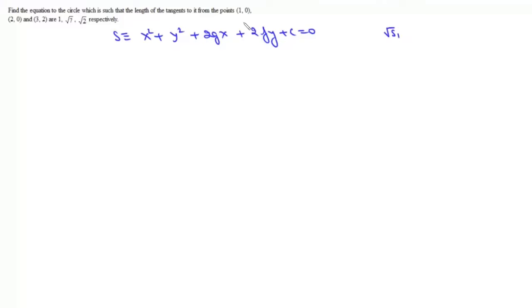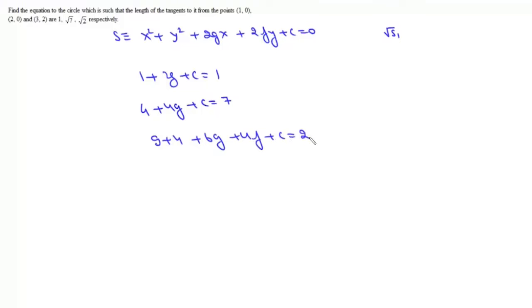So for this first point 1, 0, it will be 1 plus 2g plus c, that will be equal to 1. For this second point 2, 0, we can write this as 4 plus 4g plus c, and that'll be equal to under root 7 square, which is 7. And this third point will be 9 plus 4 plus 6g plus 4f plus c, and that'll be equal to 2. Now first we'll solve these two equations.